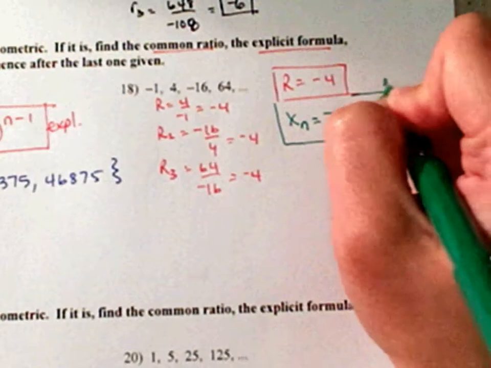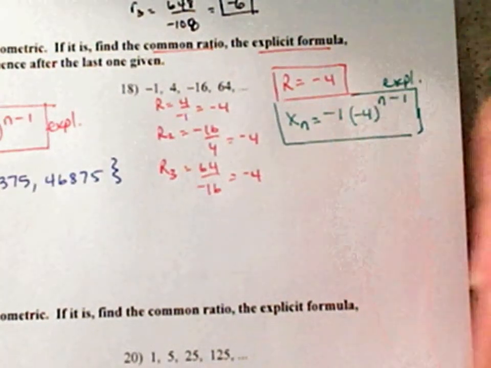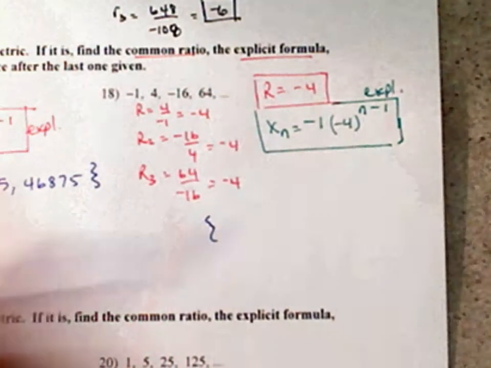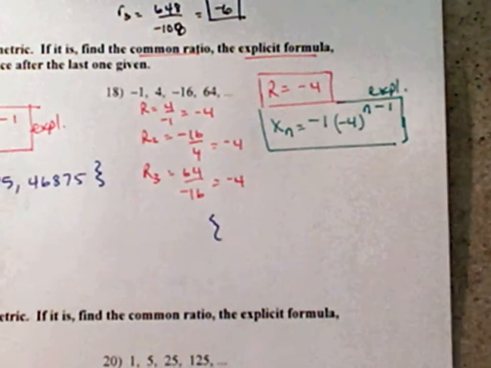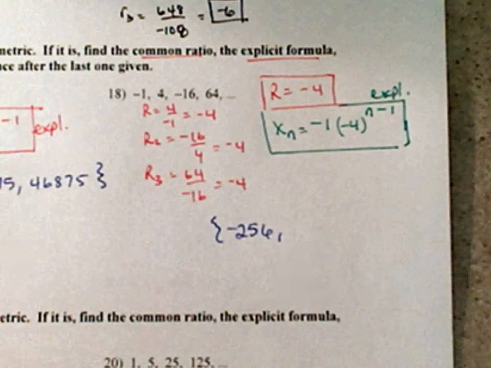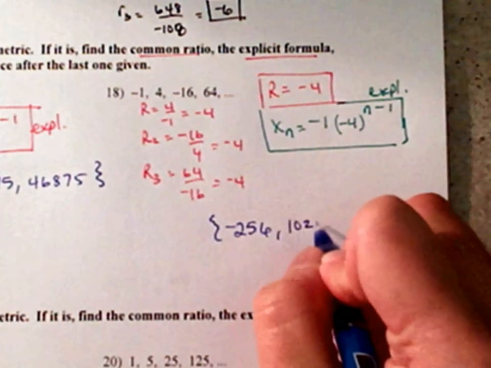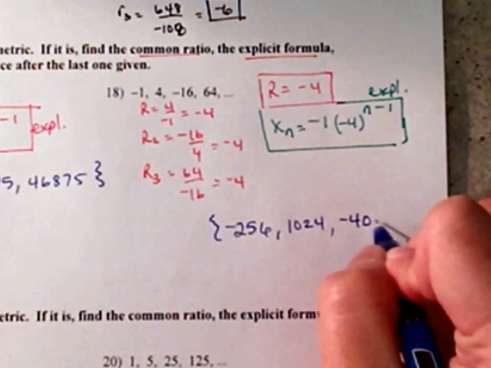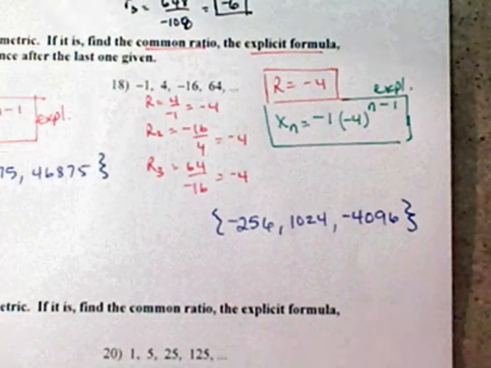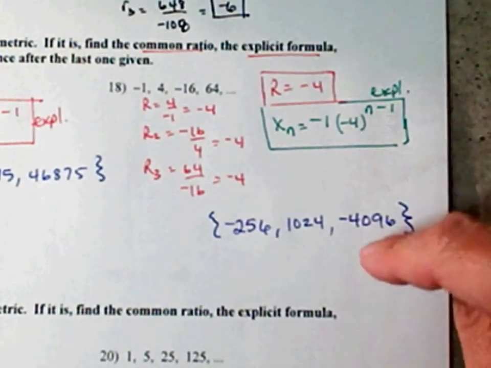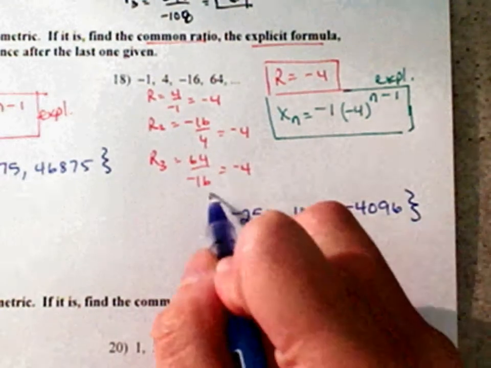That is your explicit. All right, let's find the next 3 terms. We're going to multiply times negative 4. 64 times negative 4 is negative 256, times negative 4 is 1024, times negative 4 is negative 4,096. And there's my next three terms. So I found my ratio, I found my explicit formula, and then there's the next three. Okay. Let me go ahead and put a box around it.